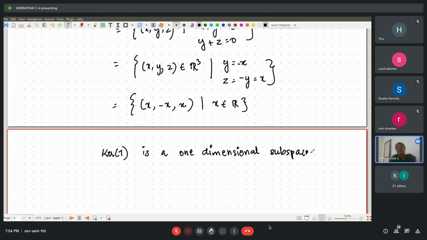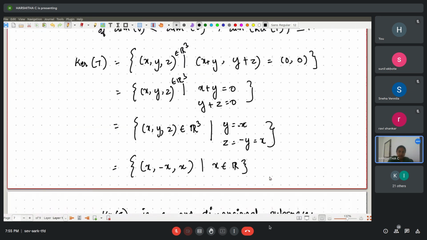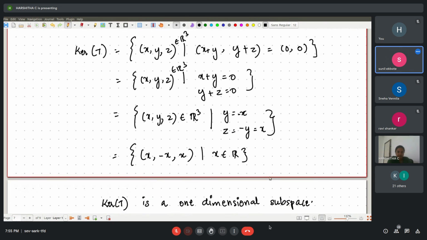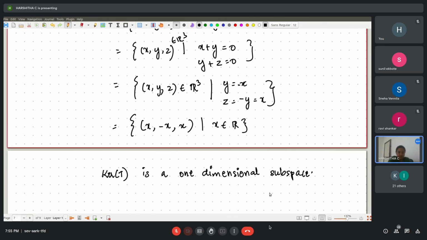So in fact, we have verified rank-nullity here. We can see that the kernel is one-dimensional and the rank is two-dimensional. The rank is 2, so 2 plus 1 is 3. Is this okay? Yes. Okay.